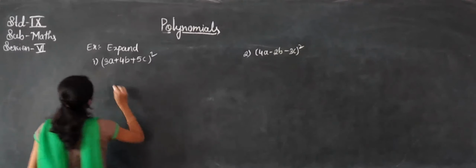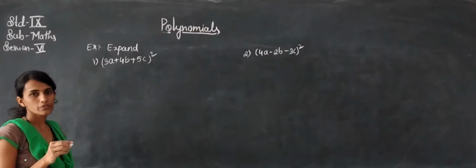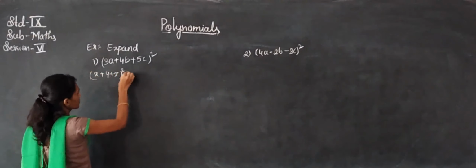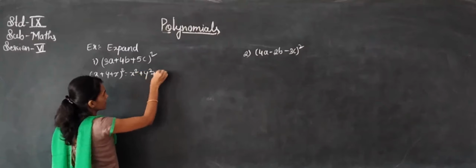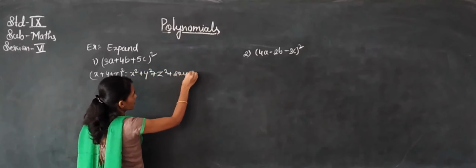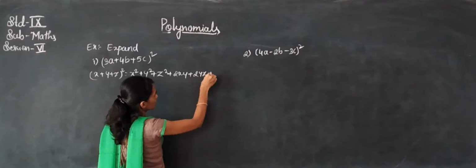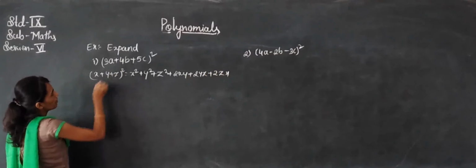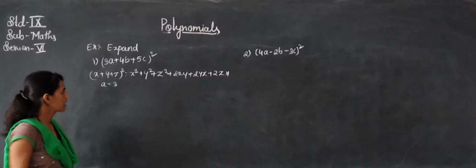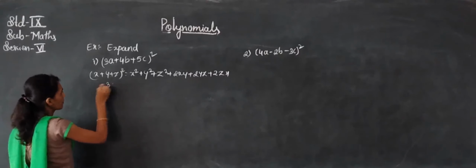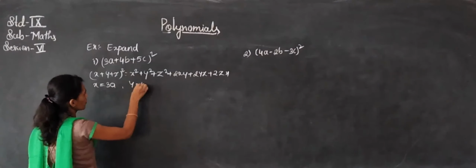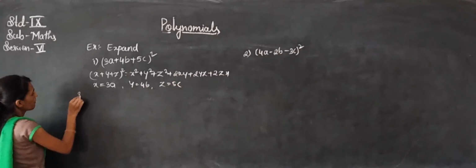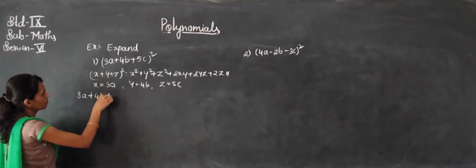Here (3a + 4b + 5c)². We compare this example with the identity (x + y + z)², which gives x² + y² + z² + 2xy + 2yz + 2zx. By comparing, x is equal to 3a, y is equal to 4b, and z is equal to 5c. Now substitute the values in the formula.